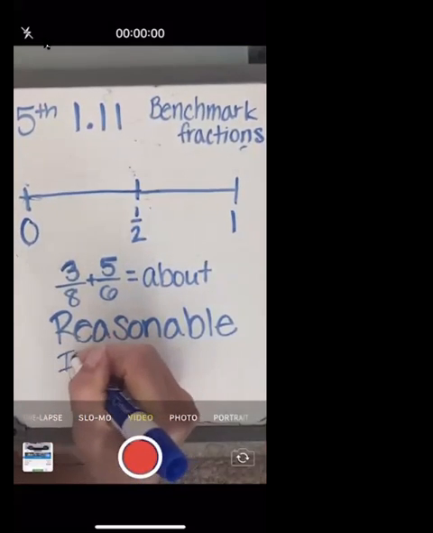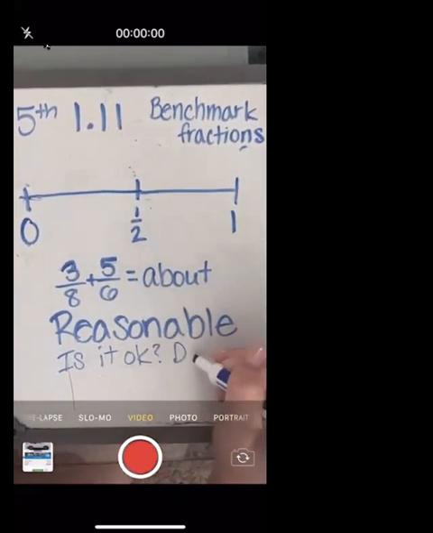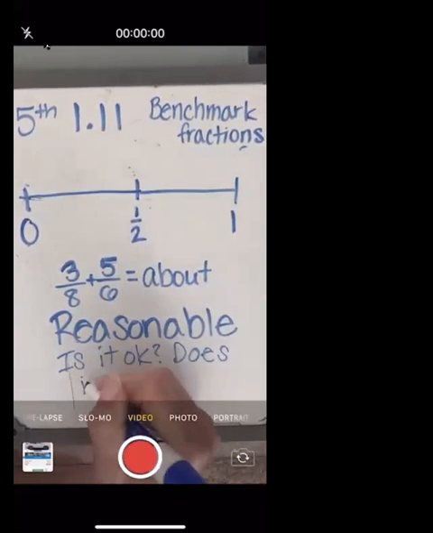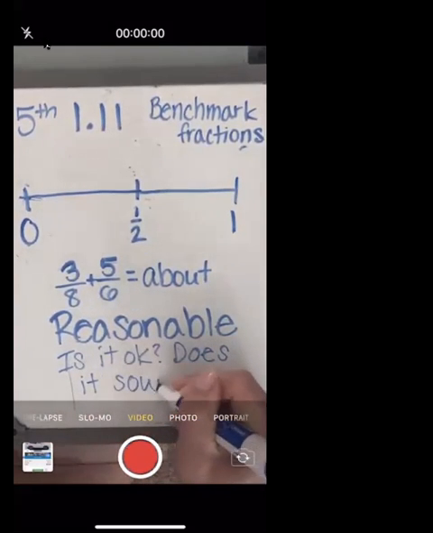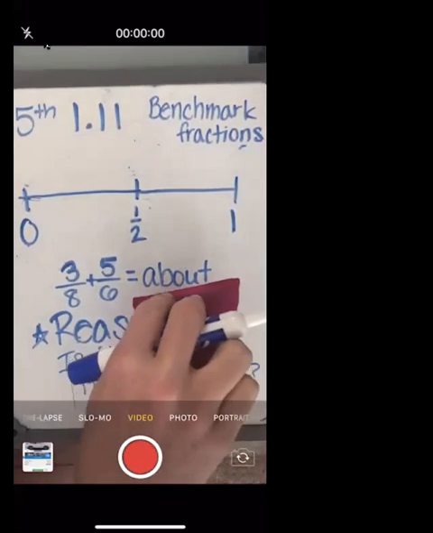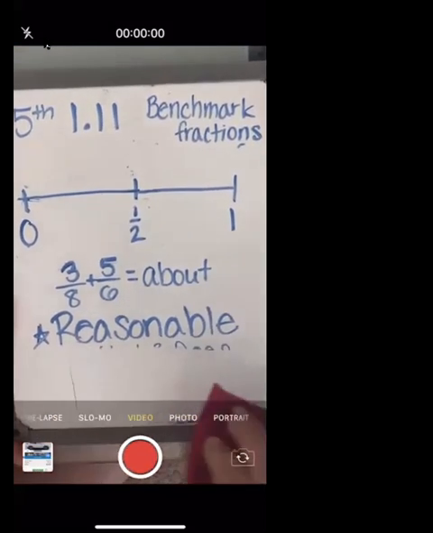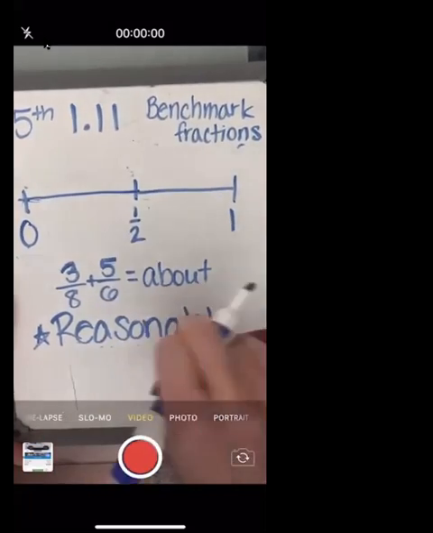And I'm going to use your question. Is it okay? And does it sound right? We don't actually have to solve for it. And a lot of times, you guys, with reasonableness, it's going to lead us to rounding. So I was talking about this with the fourth graders. I said a good word to use here is about. About. So if someone says, is it reasonable? Is it about that? So I'm going to give you a good example with some basic addition for reasonableness.